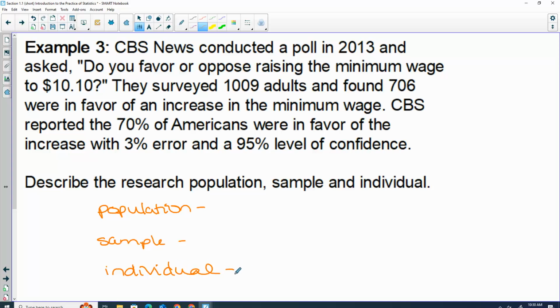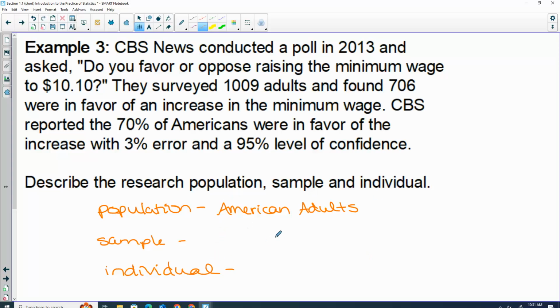Okay, population is everyone we care about. Who do they care about here? The country. Okay, Americans, all Americans or specific ones? Well, let's just say American adults. I don't care if Mexico wants us to raise our minimum wage. I don't care if a 12-year-old wants us to. I want to know the voting population, people that vote, what do they think? So we're looking at American adults.